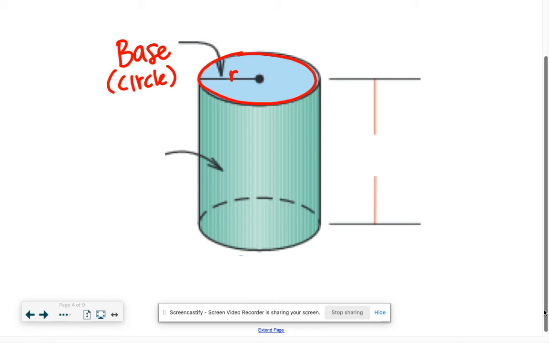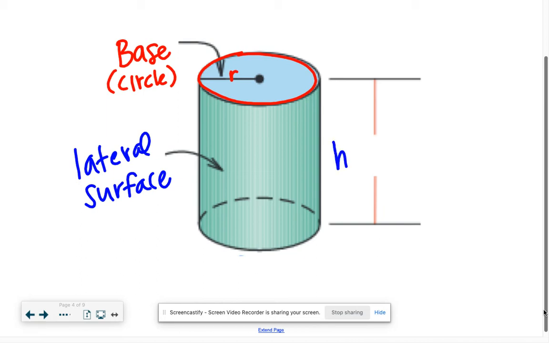This green part, the part that wraps around your cylinder, is called our lateral surface. Kind of like how we have a lateral surface with our prisms. It's the same thing here with our cylinder, but it's rounded. And then from top to bottom is just like anything else. That's how tall it is. It's its height. Okay. I think you guys will really like finding the surface area of cylinders because there's a formula that we can just plug and chug into.